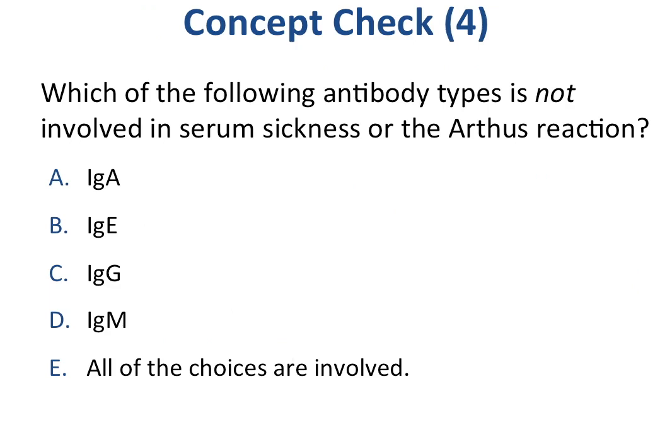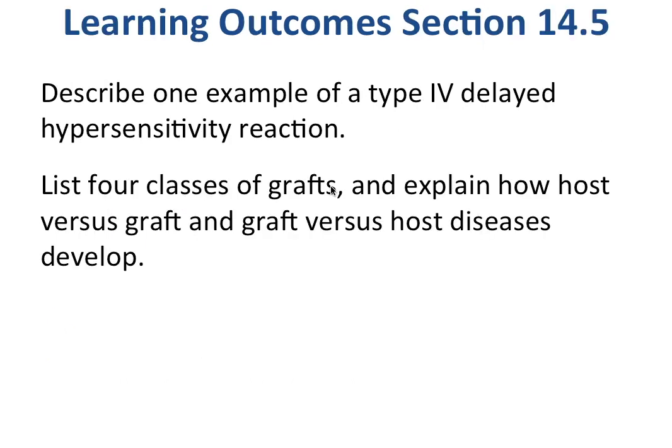Now let's work on this question. Which of the following antibody types is not involved in serum sickness and Arthus reaction? The correct answer is B, IgE, because IgE is involved in type 1.